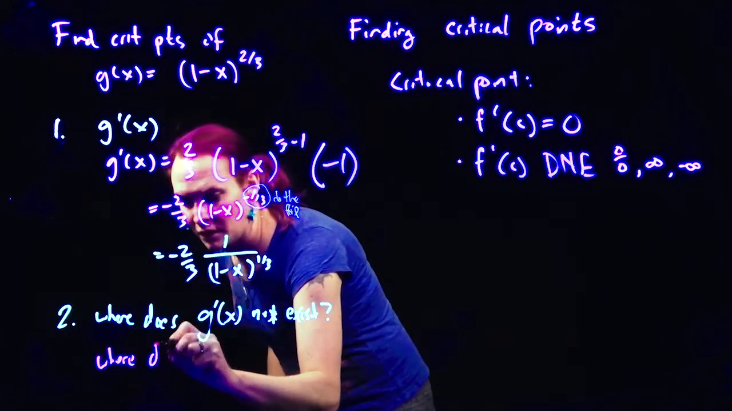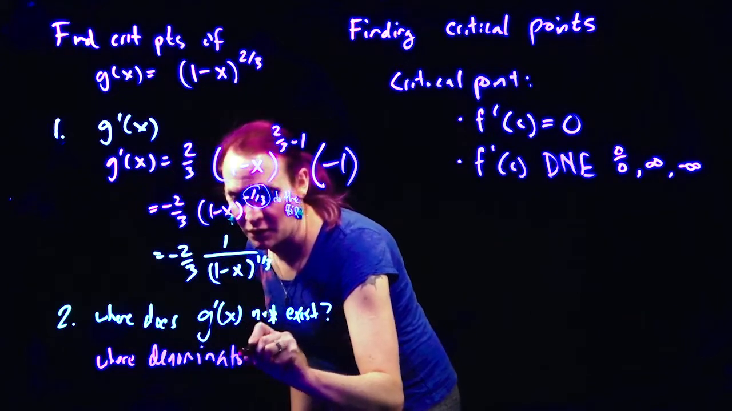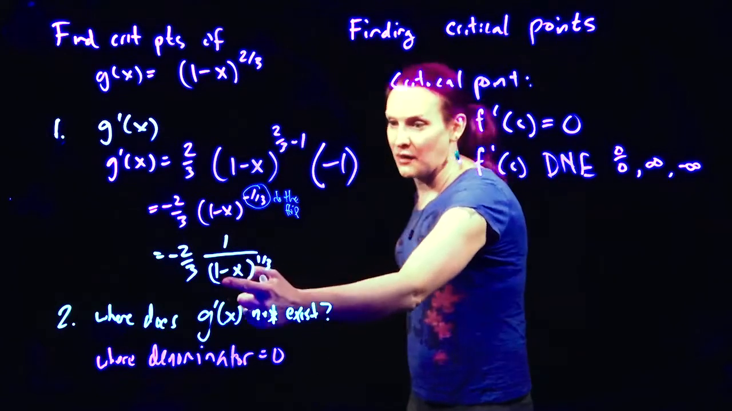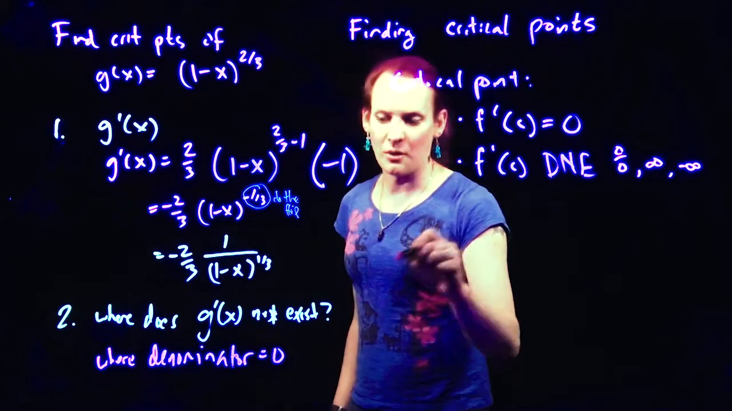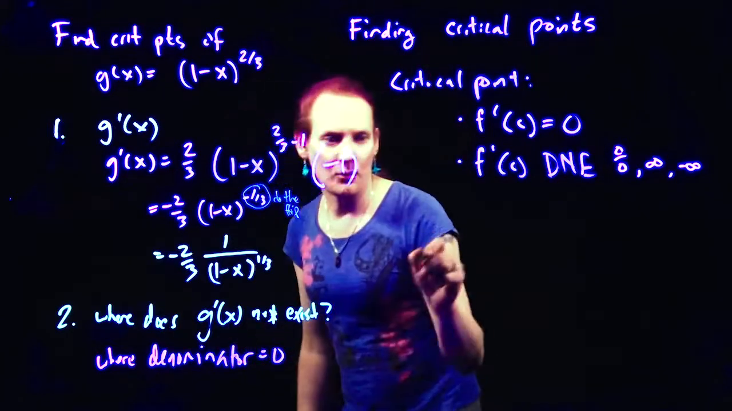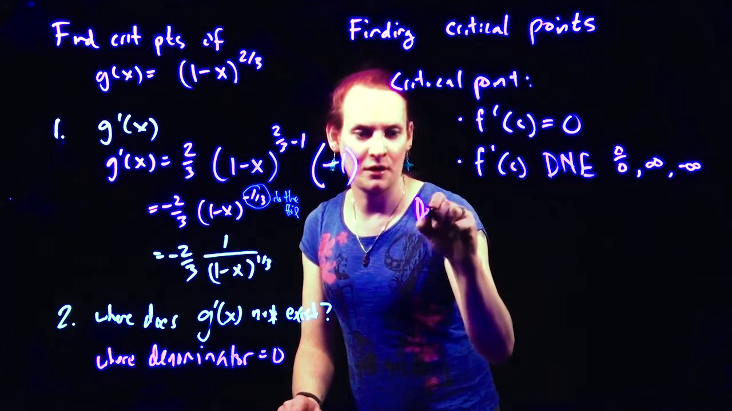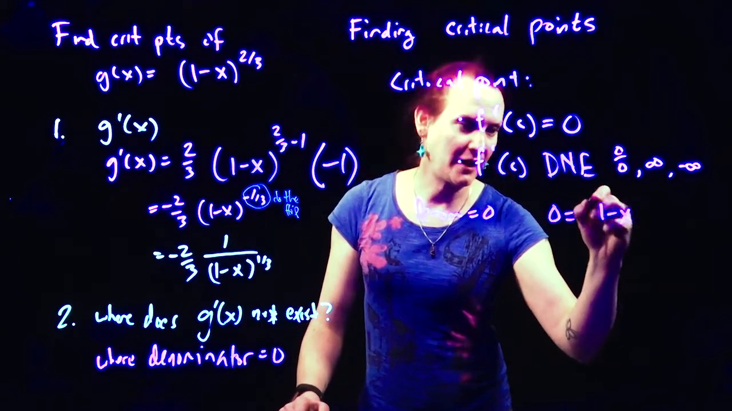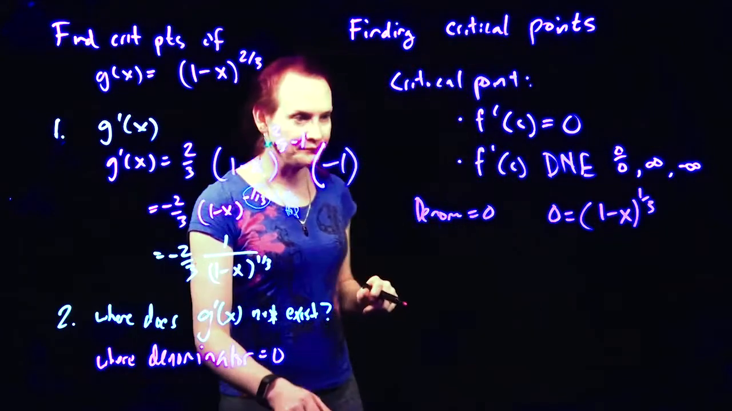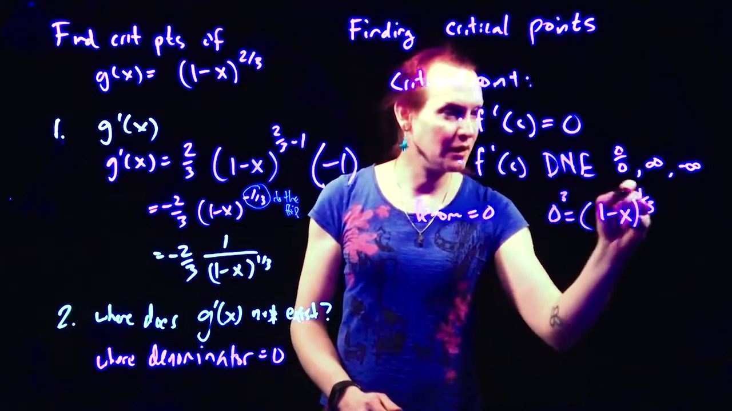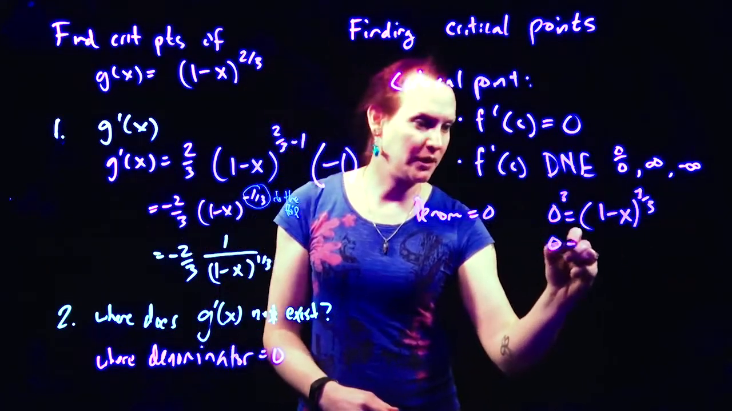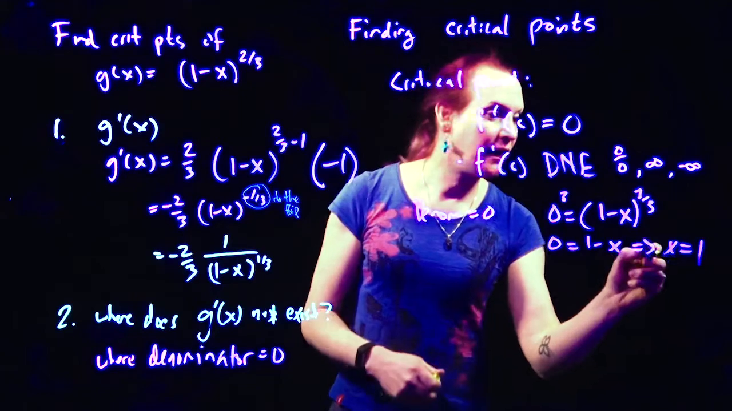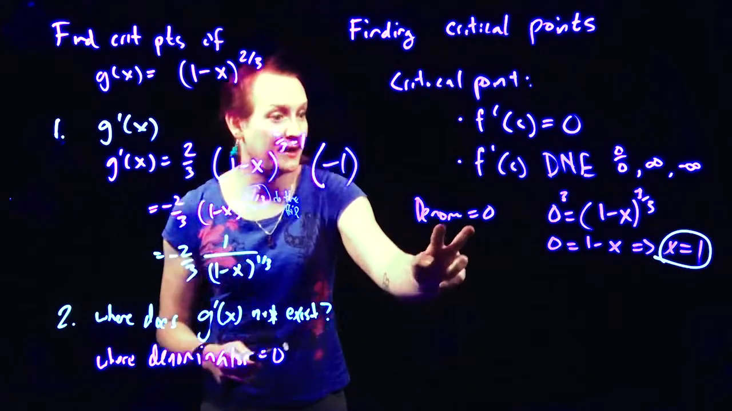So we need to take the denominator and set it equal to 0. Okay? So where does the denominator equal 0? Well, the denominator equals 0 is the same thing as saying that 0 equals 1 minus x to the 1/3. And if I cube both sides, then I have 0 equals 1 minus x, which implies that x equals 1. Okay, so we found a critical point at x equals 1, and it came from denominator equals 0.